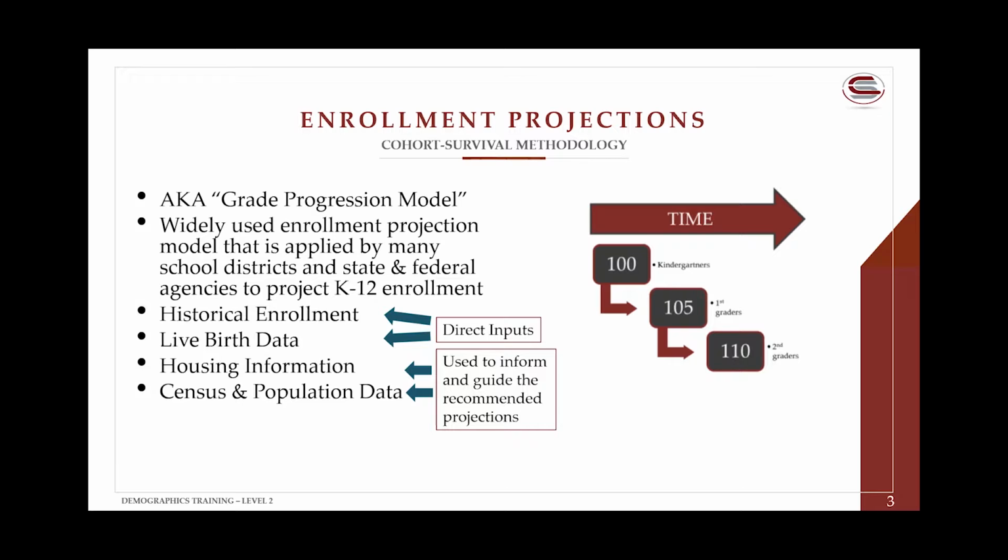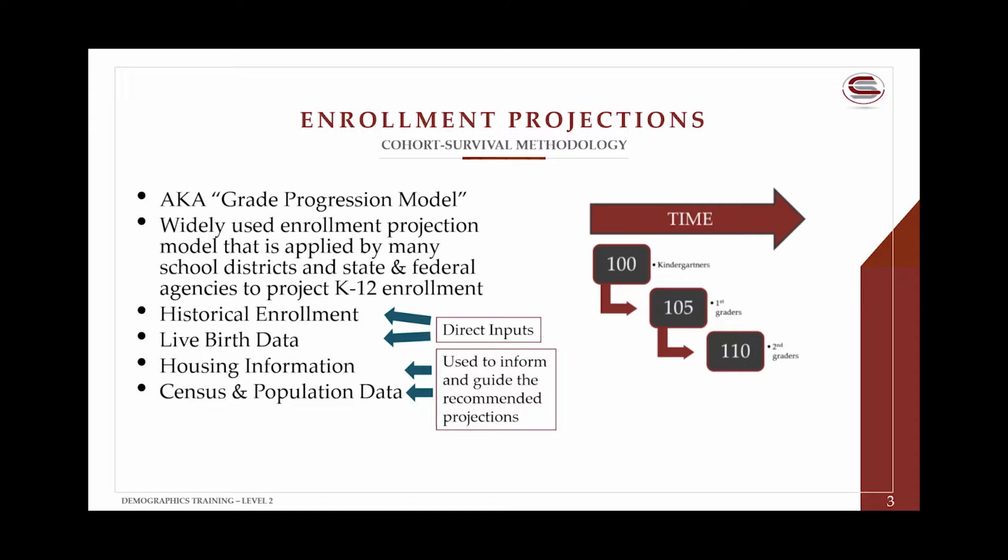Live birth data, by place of residence of the mother, is used to determine kindergarten enrollment. Babies born 5 years previous to the kindergarten class are compared in number, and a ratio can be developed to project future kindergarten enrollments. CS provides a low, moderate, high, and recommended enrollment projection.